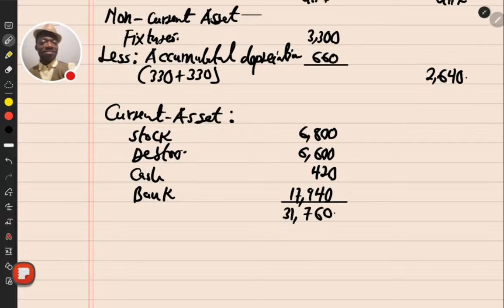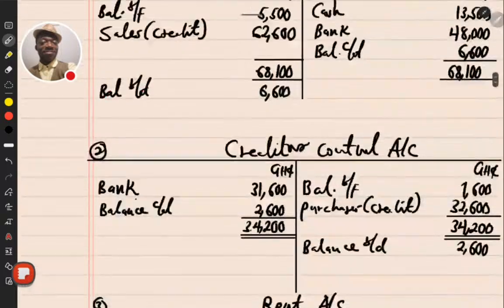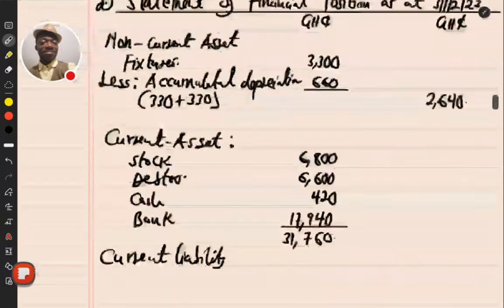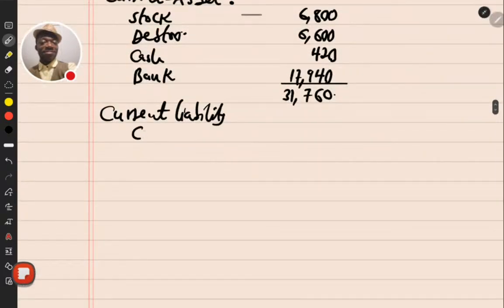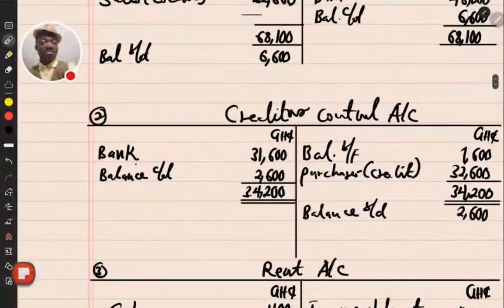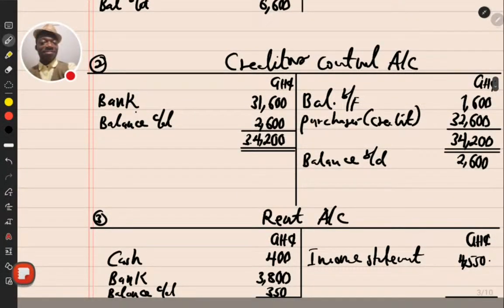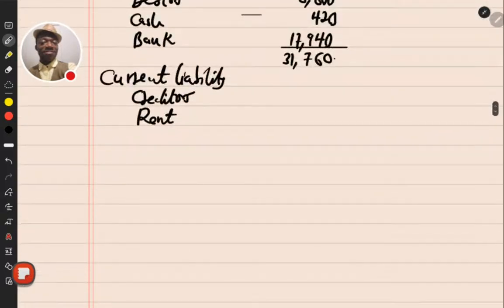So once we get this, then we'll less our current liability. So we'll have current liability. So for the current liability, we used to have what? Rent owing and that of creditors. I think that was the two that we were having. So I can bring that up here. Creditors and then rent. So that's accrued. So what was our creditors balance? Here it's 2,600. So bring that up here.